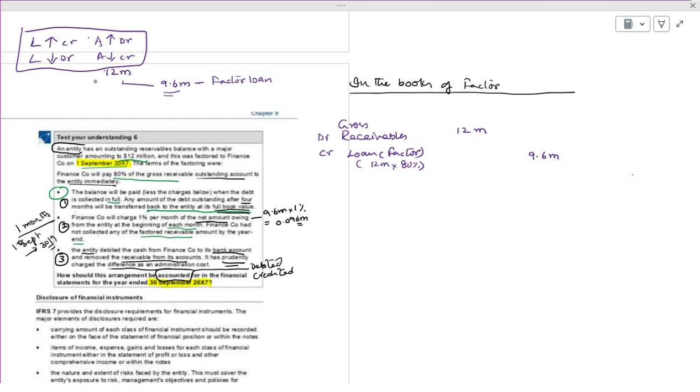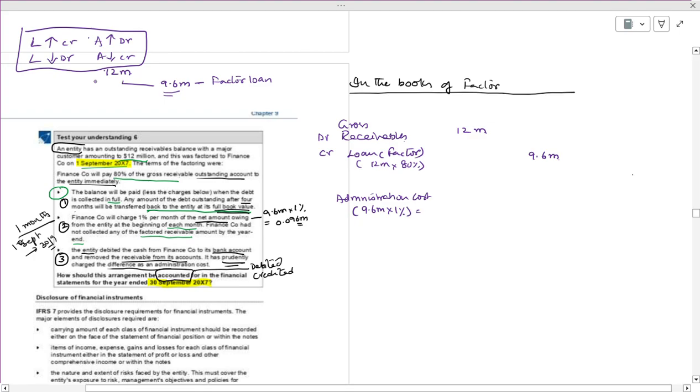How much have they charged as an administration cost? 1%. How much does it come to? 9.6 million times 1%. It comes to 0.096. Administration cost is an expense, and when it is an expense, it will be a debit. Administration cost is debit. Fine.